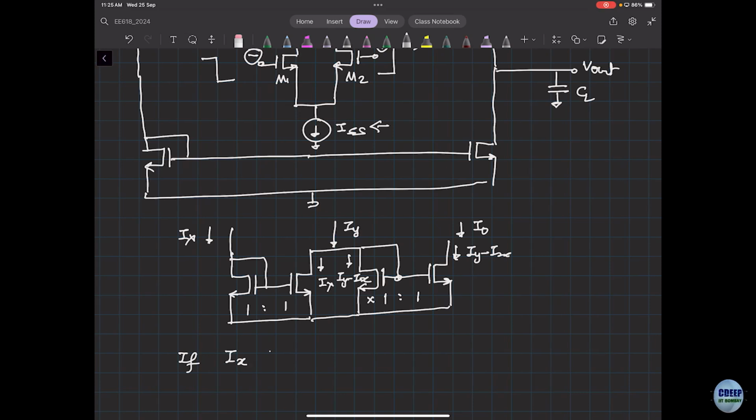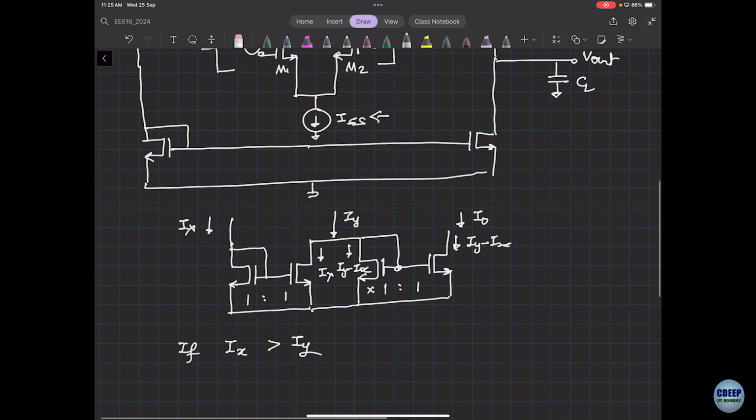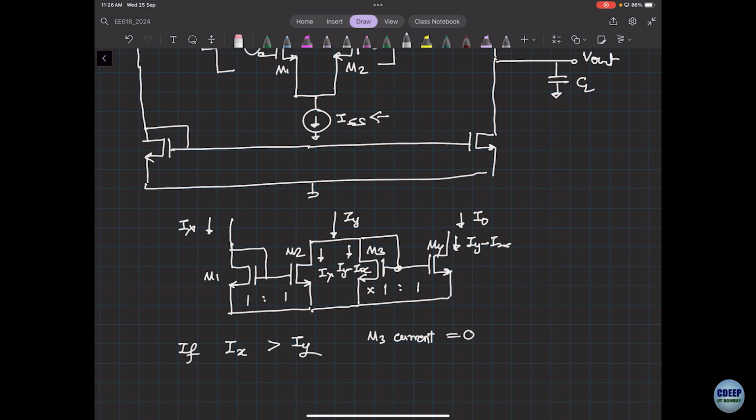Now tell me, if IX is greater than IY, what happens? If IX is greater, then IX is trying to pull more current from this transistor. Let's call this M1, M2, M3, and M4. Agreed? If IX is greater than IY, then what will be the current in M3? Zero. So M3 current is equal to zero. Are you convinced about this, everyone?